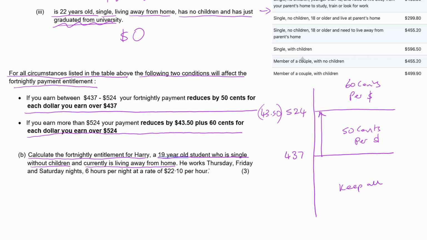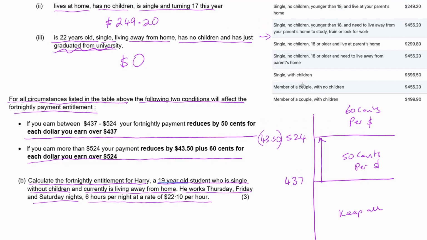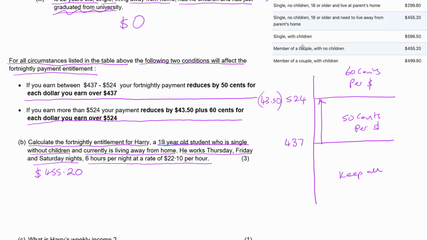So we want to calculate the fortnightly entitlement for Harry, a 19-year-old student who is single, without children, and currently living away from home. He works Thursday, Friday, and Saturday nights, 6 hours per night at a rate of $22.10 per hour. Now, if we just have a quick look back at the table, this seems to be Harry. So his basic allowance is $455.20. Now what we need to do is see if it gets reduced at all.